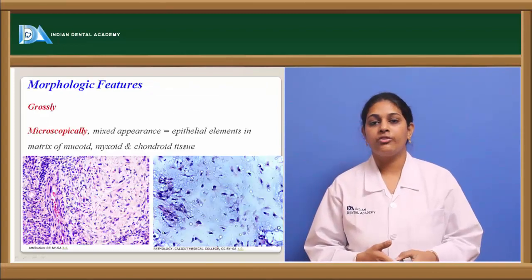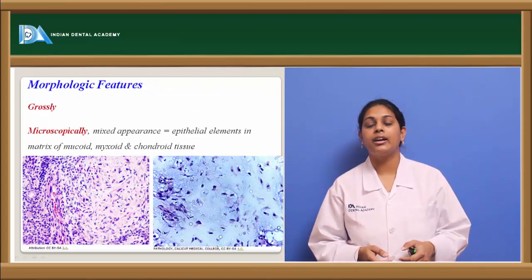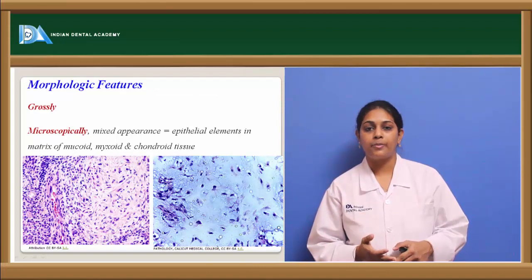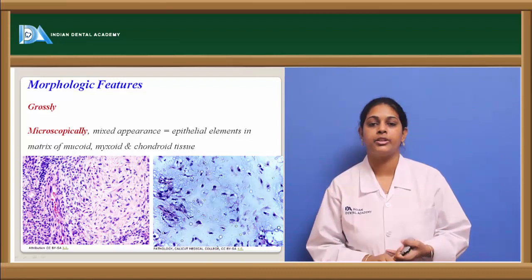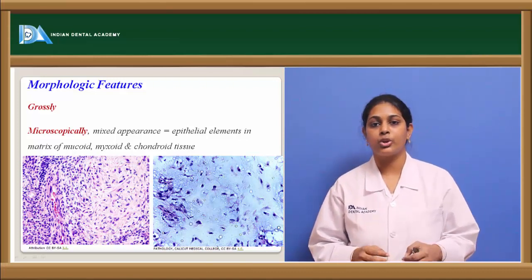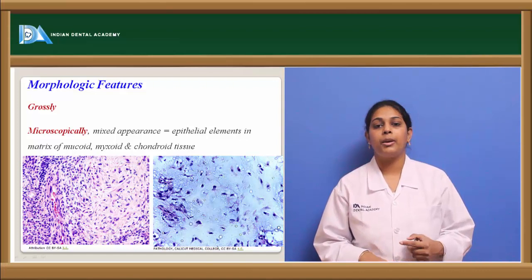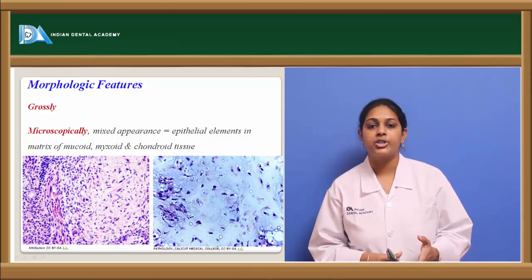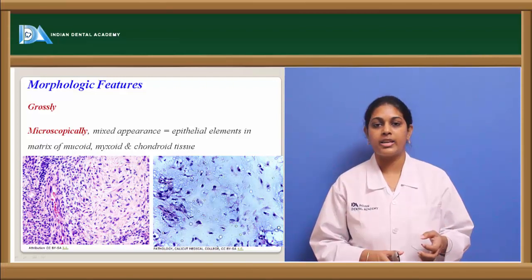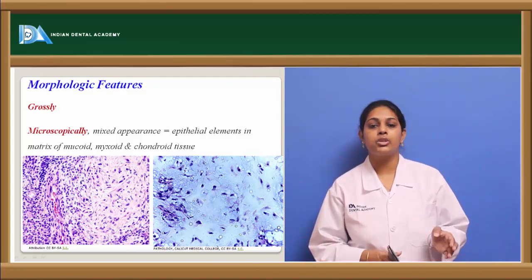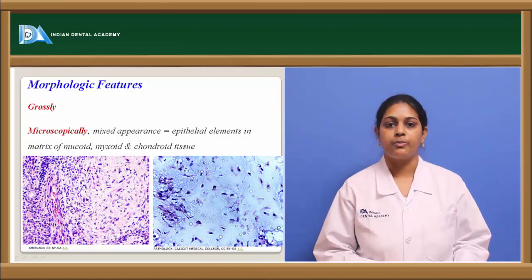Coming to the morphological features, grossly, we usually see a pseudo-encapsulated tumor that is not completely encapsulated, but might be partially encapsulated. The surface usually shows a lobulated surface, which can be bosselated. On cut section, cystic spaces may occasionally be present, and it is usually mucoid to soft in consistency when felt on palpation of the gross specimen.